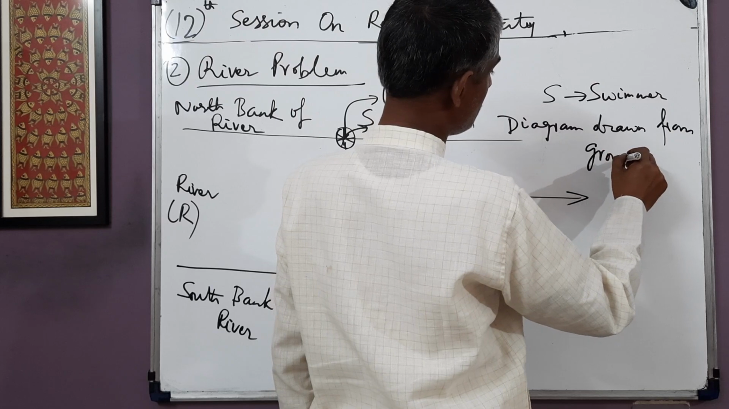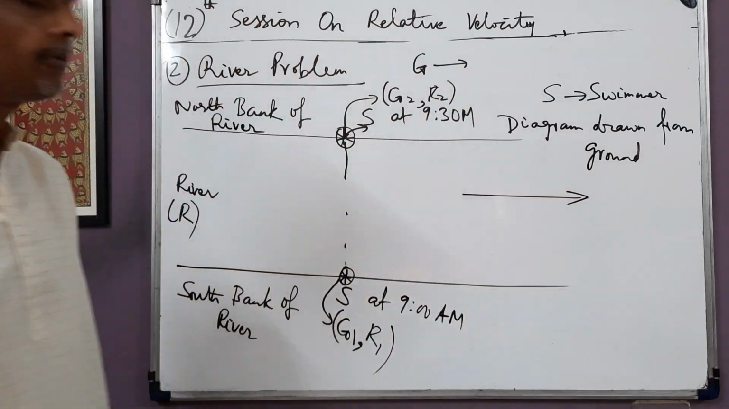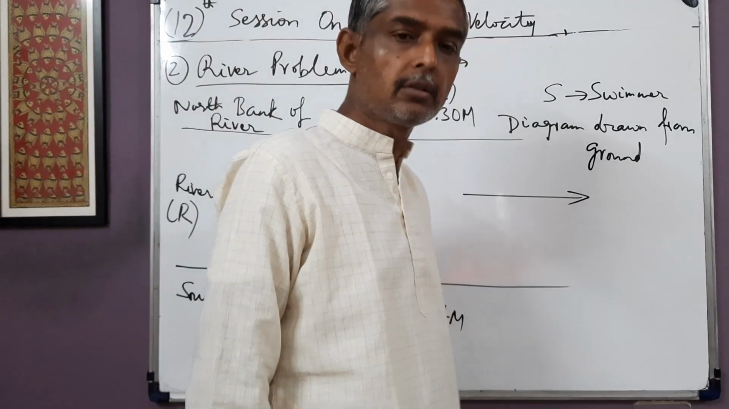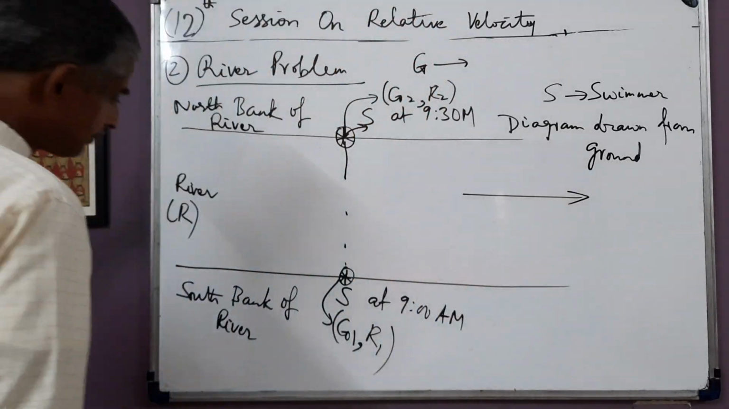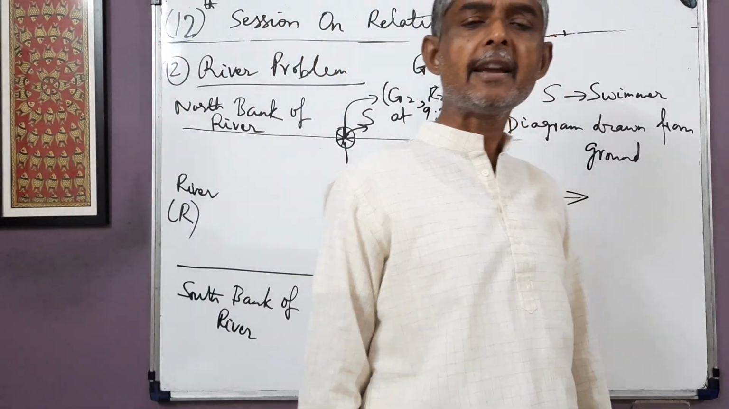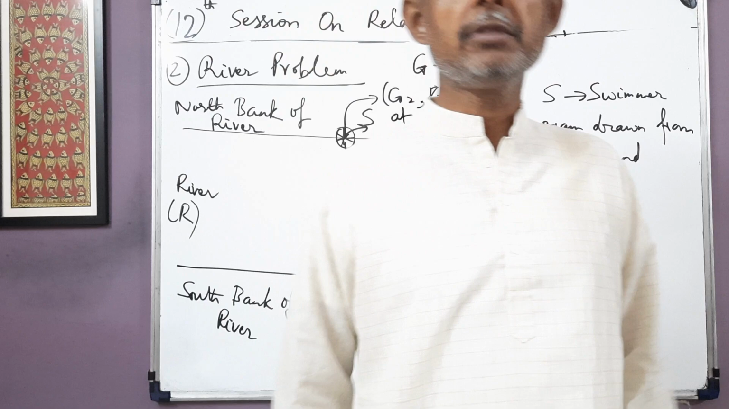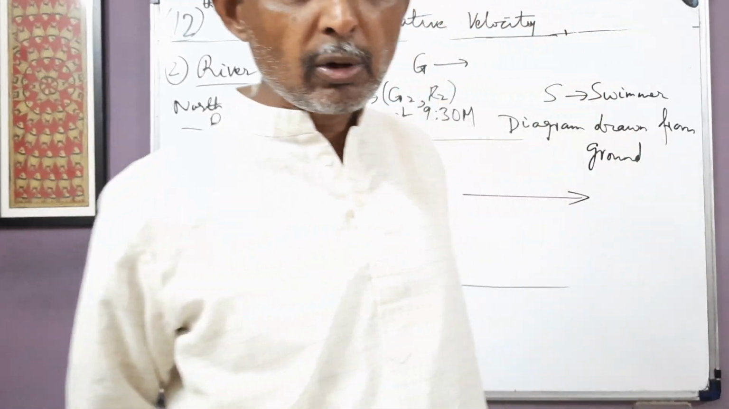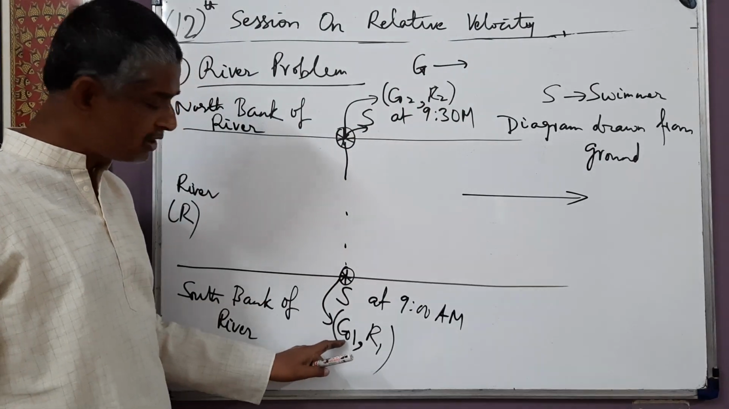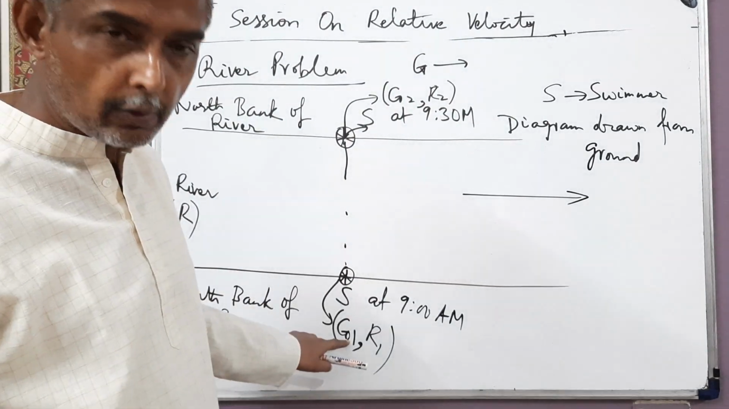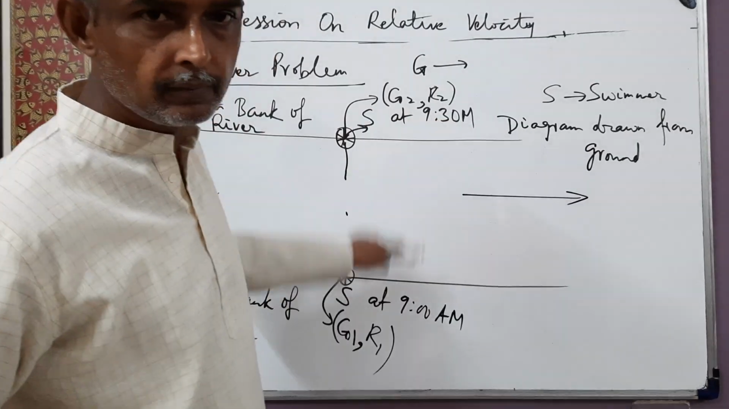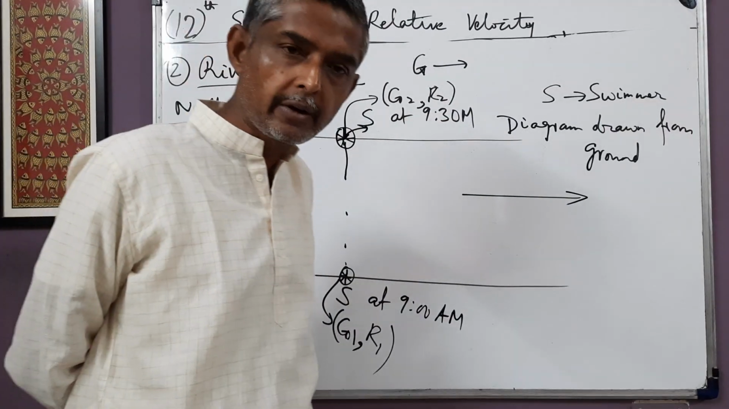The diagram will be drawn from the ground. So now, suppose you want to find the displacement of the swimmer with respect to ground from 9 a.m. to 9:30 a.m. For that we have to consider which locations of the ground frame the swimmer occupies at these two instants. The initial location of the swimmer in the ground frame is G1, and at 9:30 a.m. the swimmer occupies location G2 of ground, that is the final location of the swimmer in the ground frame.